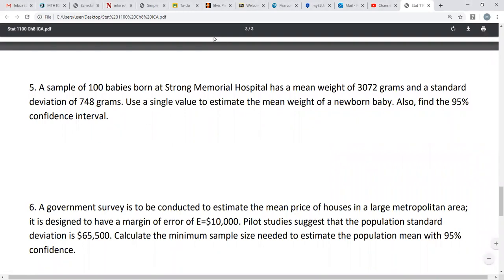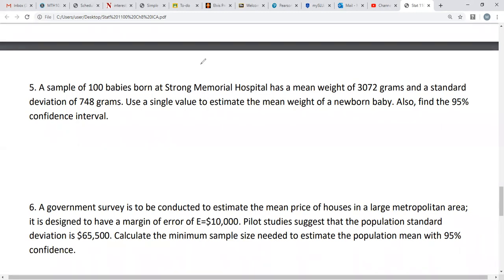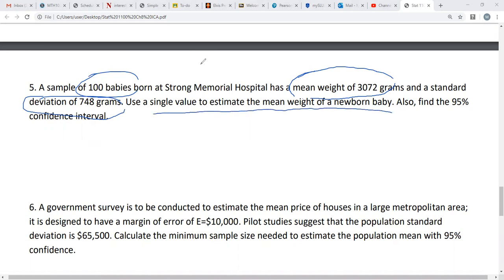Let's move on to the next one. So number 5 says, a sample of 100 babies born at some hospital has a mean weight. So I'm going to go ahead and just circle this as we go along. Sample of 100 babies has a mean weight of 3,072 grams and a standard deviation of 748 grams. Use a single value to estimate the mean weight of a newborn baby. Also, find the 95% confidence interval. So we have 2 things we need to do here.